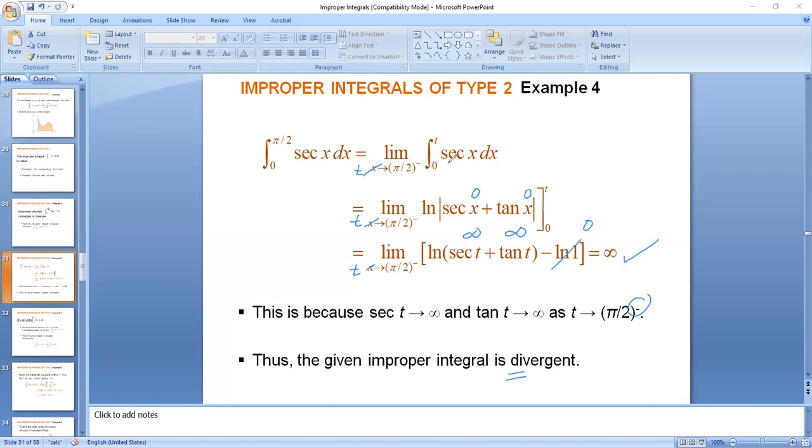Any question? Okay, no question? Okay, so if there aren't any questions, we'll proceed. And clear my markings.